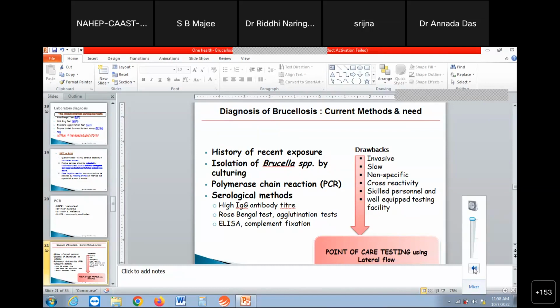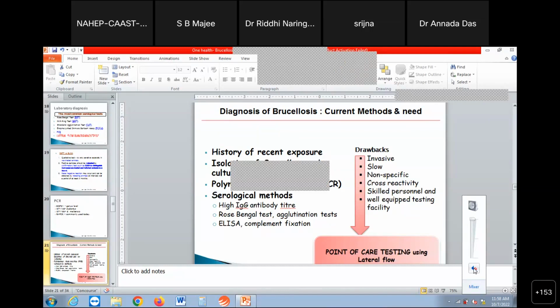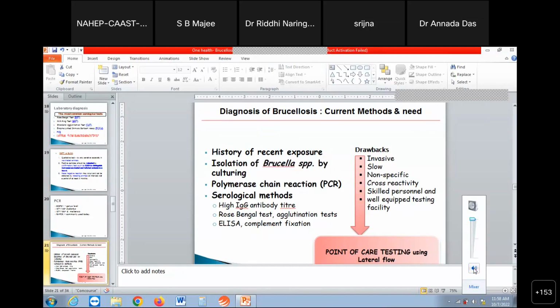Now, the drawbacks of all these tests include they are invasive, they are quite slow, they take a few hours to finish. They may be non-specific, especially when you look at rose Bengal. Cross-reactivity is very common. You need a lot of skilled personnel and well-equipped testing facility. So all these are required when you have to do the conventional laboratory test. All these can be avoided if you go for a point of care testing, that is using lateral flow. So that is why lateral flow tests are most preferred.